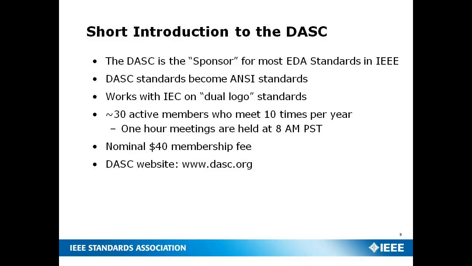We are a very active group. We have 30 members and meet 10 times a year. We have 2 months a year when we don't meet, typically because of holidays. The meetings were usually 1 hour, and they're now turning into 1.5-hour meetings at around 8 a.m. Pacific time. We do have meetings at alternate times, certainly when we have attendees from Asia. We have been known to have meetings around midnight Pacific time to accommodate other members. There is a very nominal fee to join, and we have a website: DASC.org.